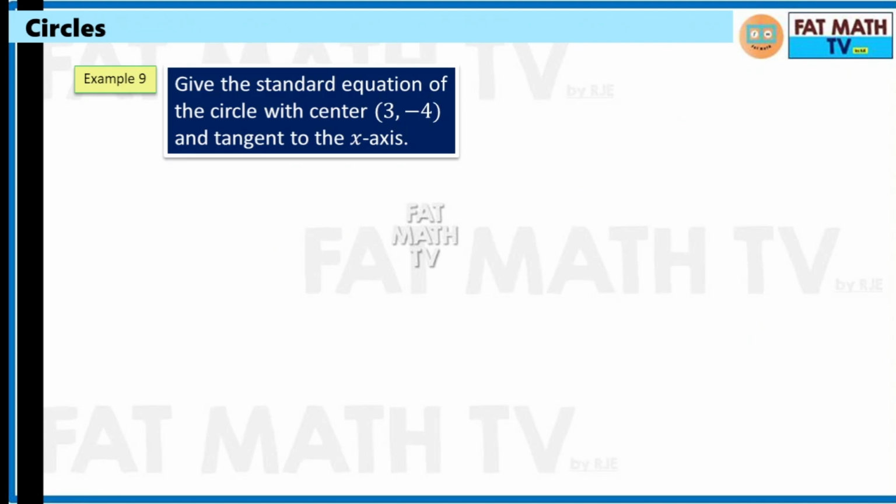Example number 9. Give the standard equation of the circle with center at 3, -4 and tangent to the x-axis. So here we know the center. If we are asked to give the standard equation, we need to know the center and the radius. But how are we going to identify the radius this time? Because the given is only that the circle is tangent to the x-axis. If you can recall the definition of a tangent, a circle is tangent to another curve if they touch each other at exactly one point.